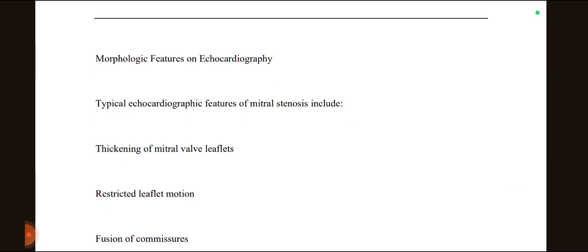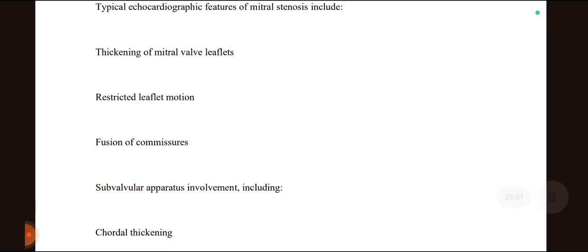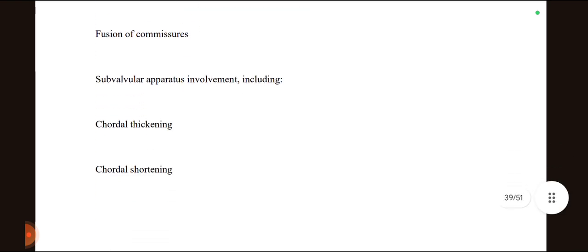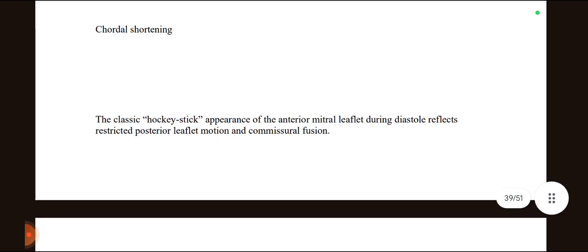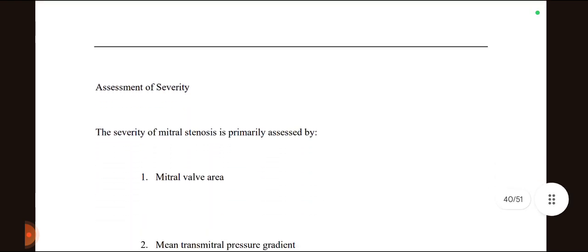Now, what are the morphologic features which we see for mitral stenosis in echocardiography? Typical echocardiographic features include thickening of mitral valve leaflets, restricted leaflet motion, fusion of commissures, subvalvular apparatus involvement including chordal thickening, chordal shortening, and the classic hockey stick appearance of the anterior mitral leaflet during diastole reflects restricted posterior leaflet motion and commissural fusion. So hockey stick appearance is important here.